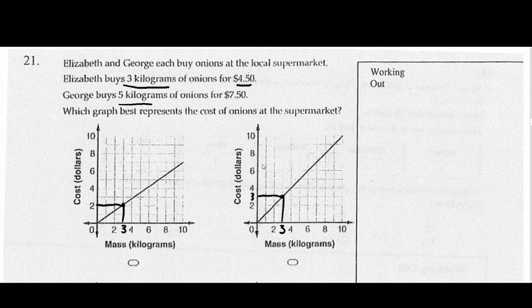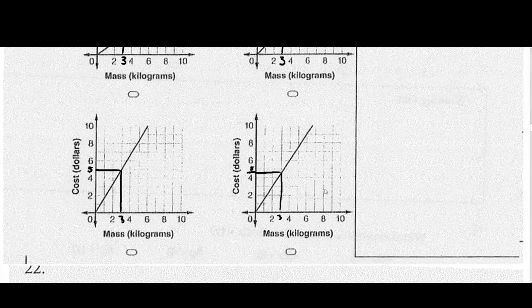Okay, let's check the next number. 5 kilograms for $7.50. Check that for this last one. So 5 kilograms is there. We go up and we go across, and yes, looking very good. There's 7 below it, $7.50 above it. It's this last one. Okay.